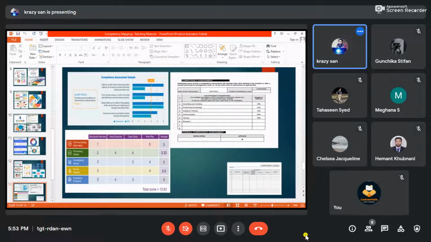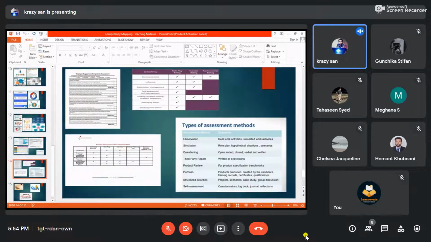So in this way many people go with feedback sessions and then competency assessment samples. These are the samples actually. Some go with numbers, some go with different degrees of aspects. These are followed in companies. And when it comes to methods, there are different methods. Basically, it's the assessment method which helps in doing competency mapping.